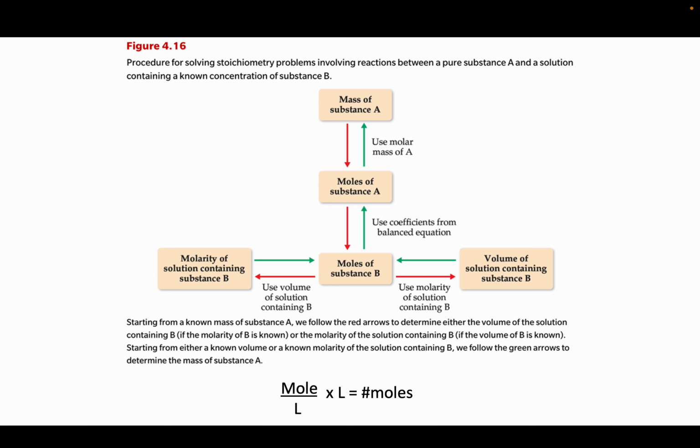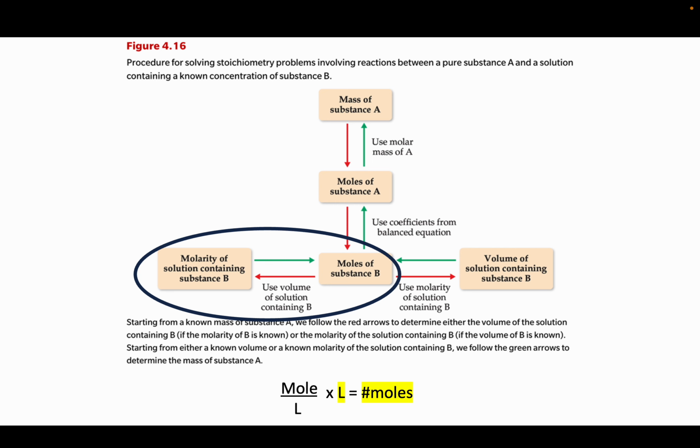Figure 4.16 gives us an overview involving solution stoichiometry problems. A lot of information here, but several of these are related back to things we've already been working on. Because there are stoichiometry problems, we need a balanced chemical equation, and we're going to be using the coefficients. Conversions between moles and mass, we've been practicing that quite a bit. We do that by using the molar mass. We look to the periodic table.